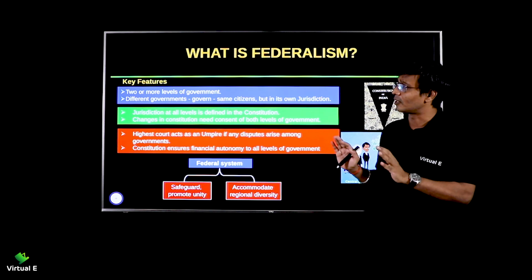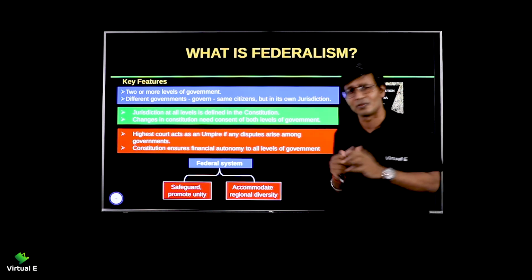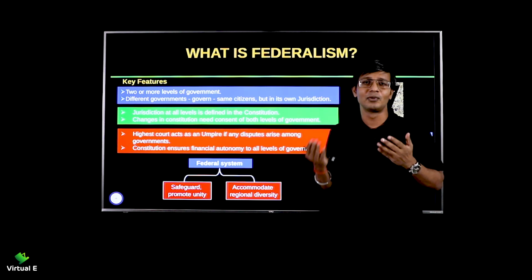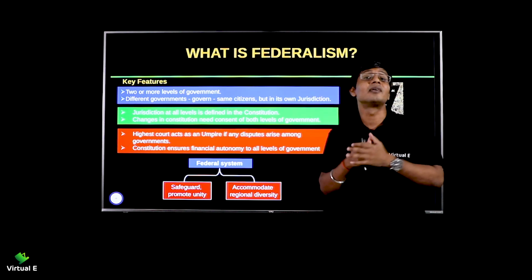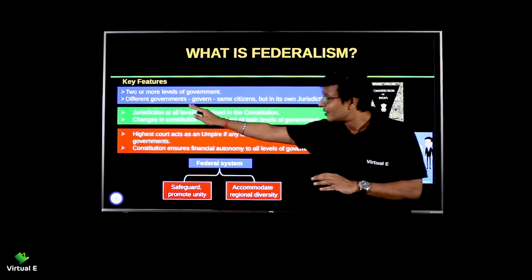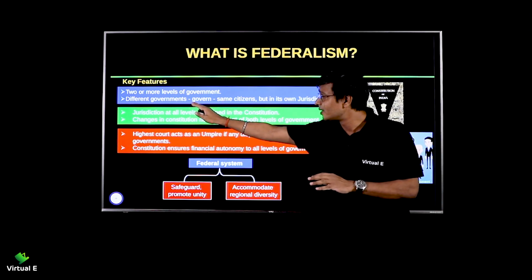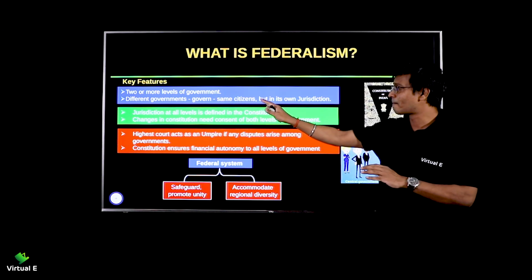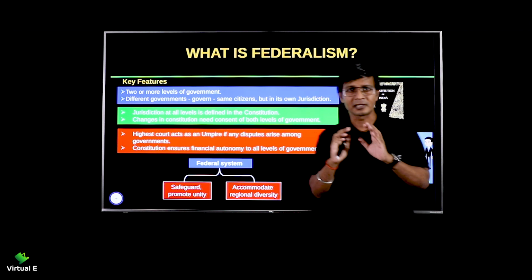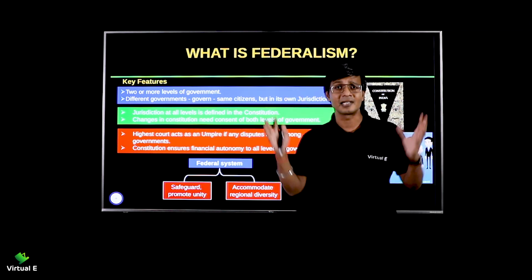So first feature and the most important and the easiest one is there are two or more levels of the government. Now you know which are the two levels, one at the center, the other one is at the state level. Now, this is interesting point. Same citizen governed by different government. Interesting. So different government governing the same citizen.